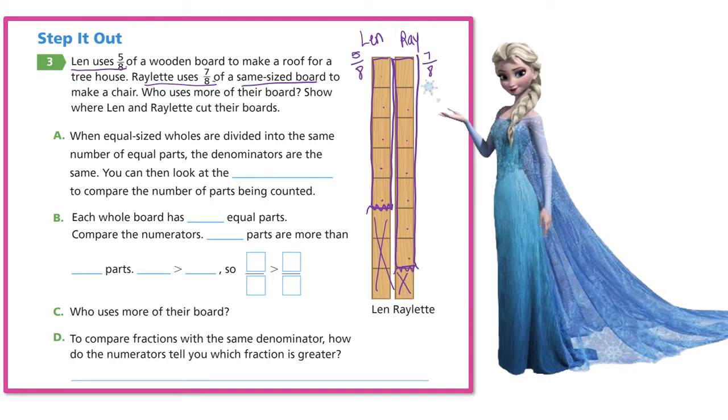So A, when equal-sized wholes are divided into the same number of equal parts, the denominators are the same. So each of those boards was divided into 8 equal parts. We notice that our denominator for each of those fractions is the same, an 8. You can look at the blank to compare the number of parts being counted. What part of the fraction tells me how many parts we're counting? That's right, the numerator.